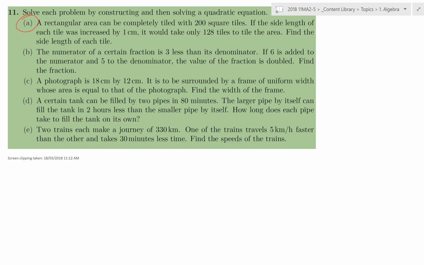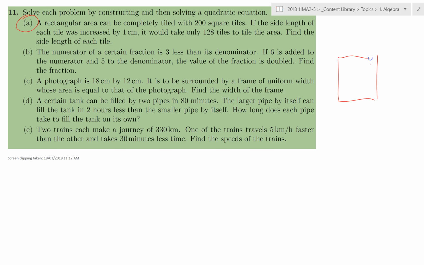I've got a rectangular area. It can be completely tiled with 200 square tiles. So, 200 of my tiles fills the area. If I increase each tile side by 1 centimetre, square tiles, then I will only take 128 tiles. How big are those original tiles? How curious. Well, let's draw a little picture.